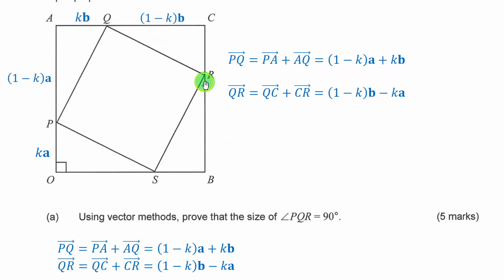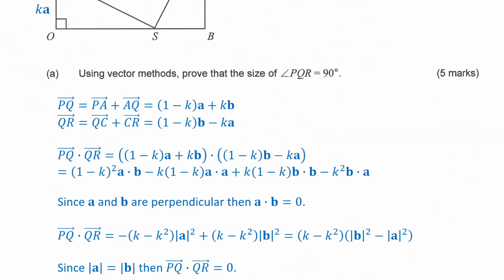And then we want a vector QR, so exactly the same way. Q to R is Q to C plus C to R. And Q to C is (1 minus k)b. And C to R is in the negative direction, so it'll be negative ka. Right, so once we've got those two vectors, then we've just basically got to do the dot product and show that it comes out as 0.